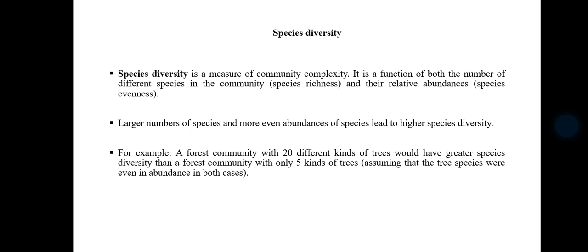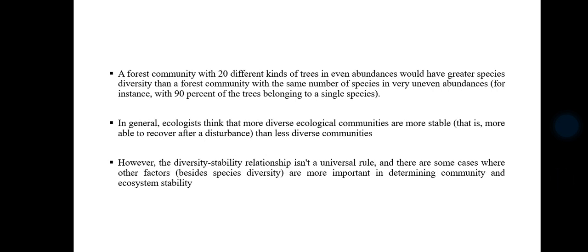For example, a forest community with 20 different kinds of trees would have greater species diversity than a forest community with only 5 kinds of trees, assuming that the tree species were even in abundance in both cases. A forest community with 20 different kinds of trees in even abundances would have greater species diversity than a forest community with the same number of species in very uneven abundances, for instance, with 90% of the trees belonging to a single species.